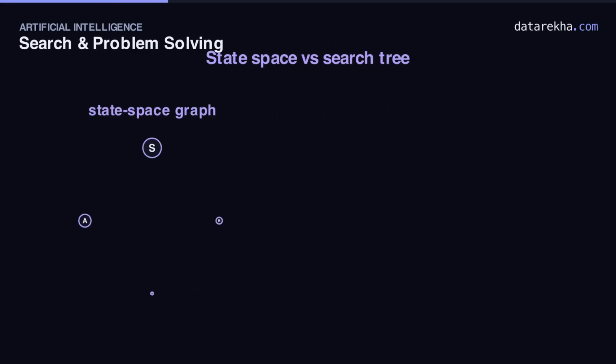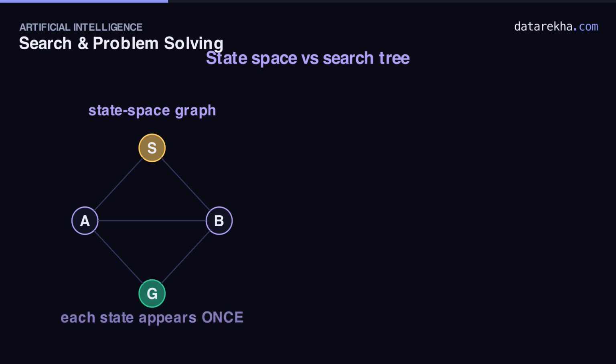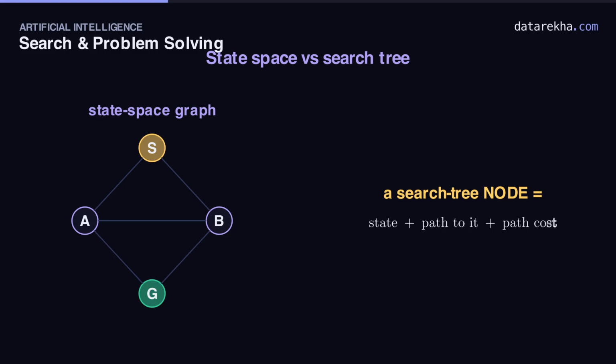Now, the single most important distinction in this whole subject, and the one people trip over most. On the left, the state space. It's a graph. One vertex for each distinct state, and an edge wherever a move takes you from one state to another. Here's a tiny one. Start S at the top, goal G at the bottom. The crucial fact: in the state space, each state shows up exactly once. S is one vertex. G is one vertex. That's all there is.